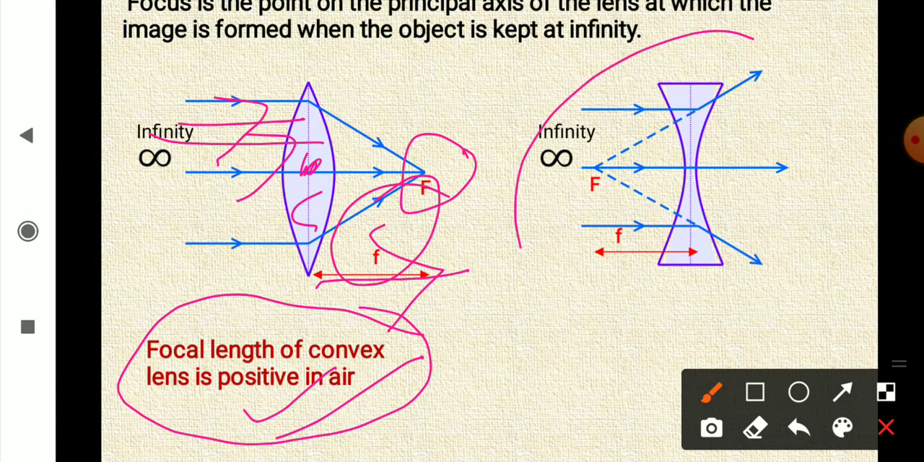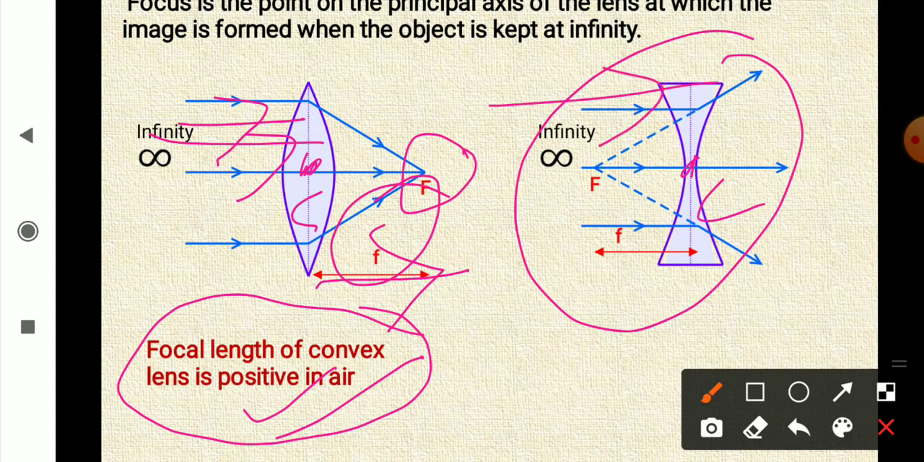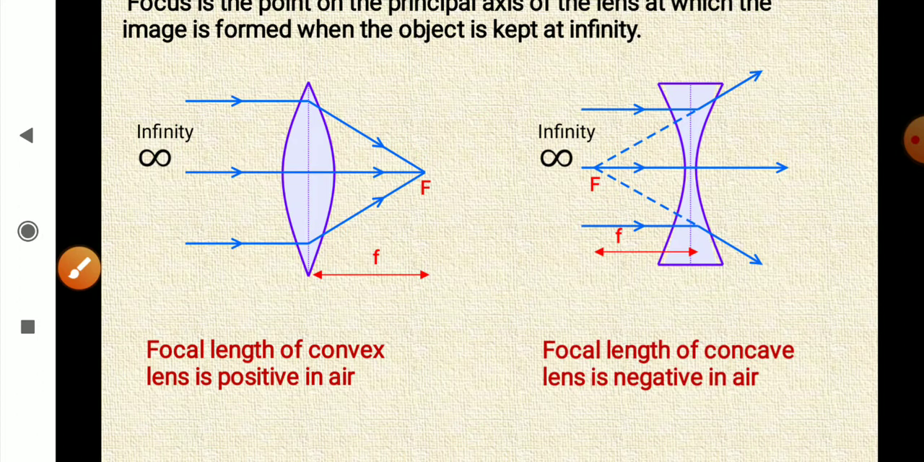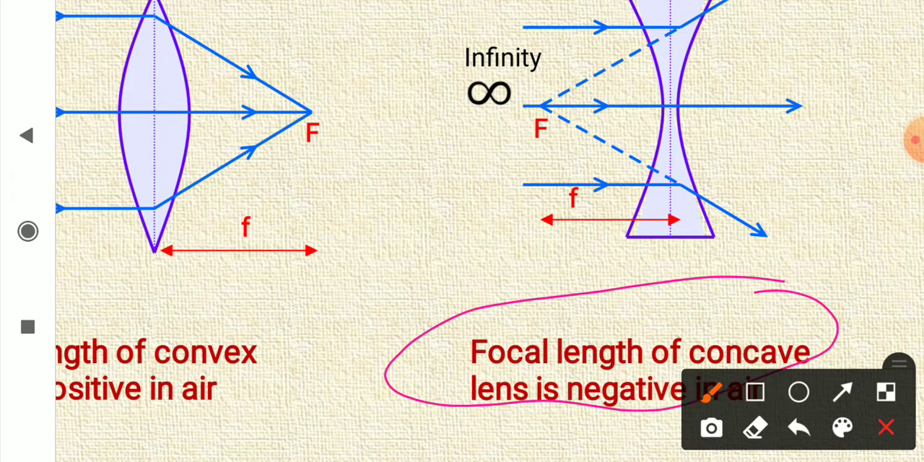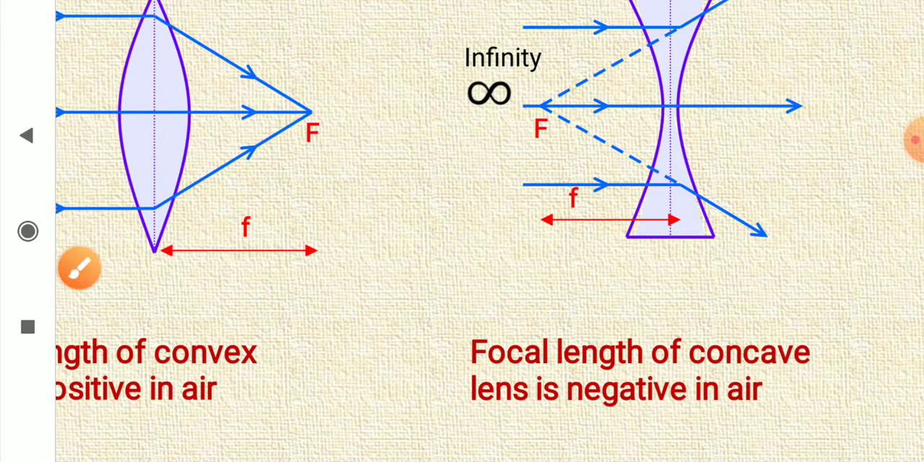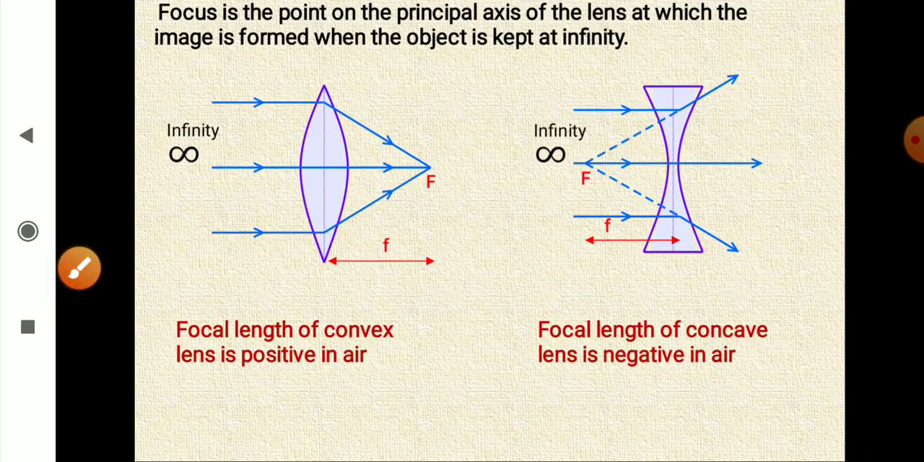And look at this one, the optic center will be here. The direction of incident ray is from left to right, and we measure the focal length from optic center to the focus, which is in opposite direction. So focal length of a concave lens is negative in air. So you have to remember these points.